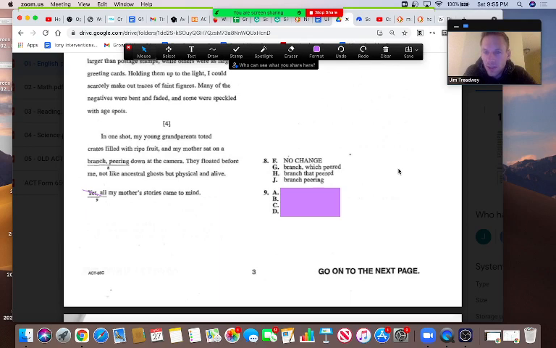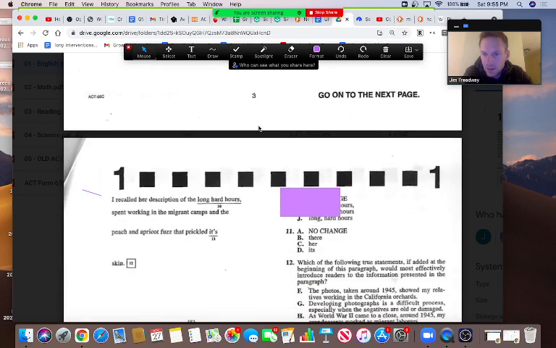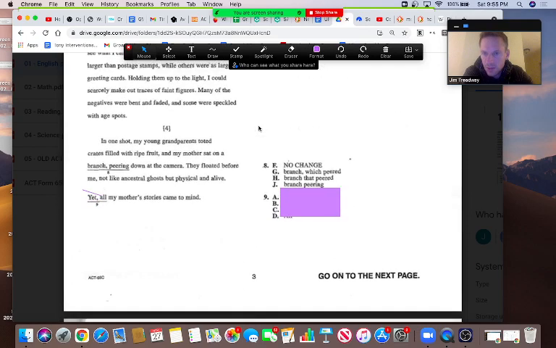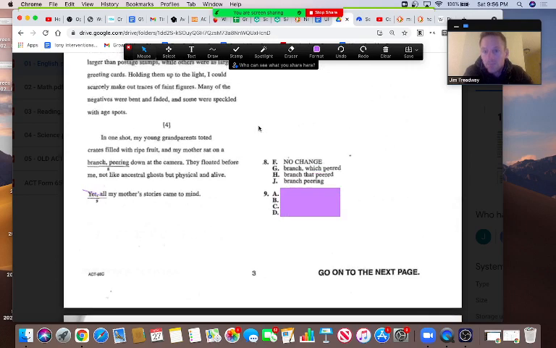In one shot, my young grandparents stood at crates filled with ripe fruit, and my mother sat on a branch peering down at the camera. They floated above me, not like ancestral ghosts, but physical and alive. My mother's stories came to mind. I recalled her description of the long hard hours spent working in the migrant camps on the beach and never got a picture of her skin. I actually go with no transition here. I definitely don't like yet. I don't think this is a yet. There's no sort of contrast being set up here. So, got my prediction. Now let's check the answers.